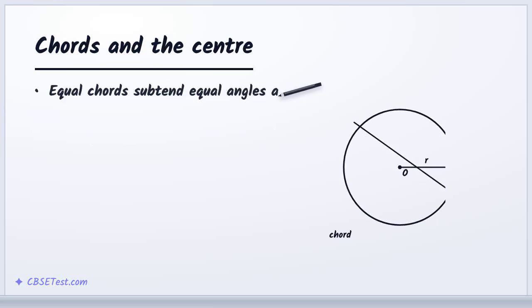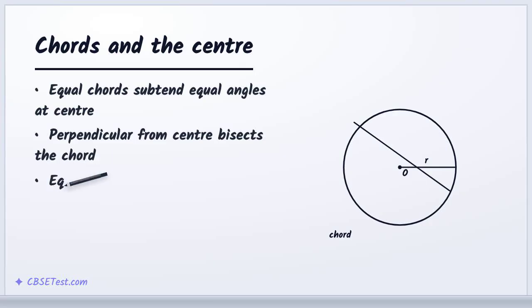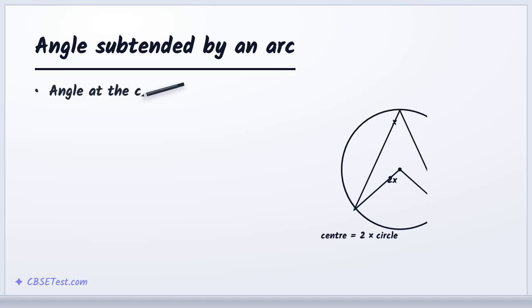Chords have neat relationships with the center. Equal chords subtend equal angles at the center. The perpendicular drawn from the center to a chord bisects it, and equal chords are the same distance from the center. Here is the central theorem of the chapter.